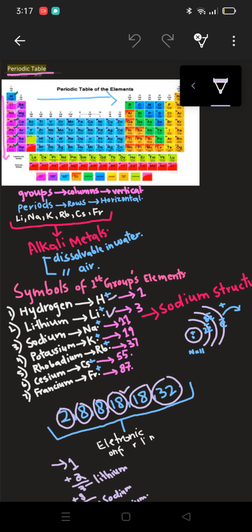Alright, so now this was all for today, as we have discussed the first group's elements. Tomorrow we'll be going with the second group elements. Alright.